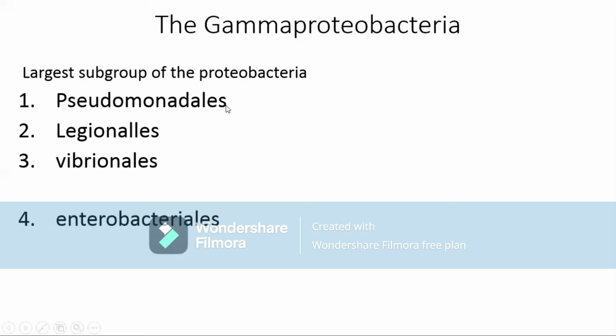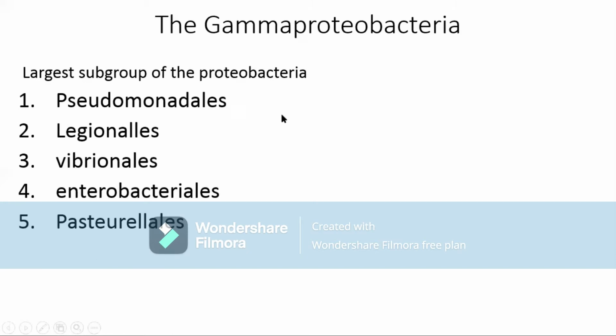So there are some prominent orders, including Pseudomonadales, as its name indicates. How do you know that these are the orders? Because of the suffix, right? Ales represents the order, right? So there are five important orders that we will discuss in this course, which are the Pseudomonadales, Legionellales, Vibrionales, Enterobacteriales, and the Pasteurellales.